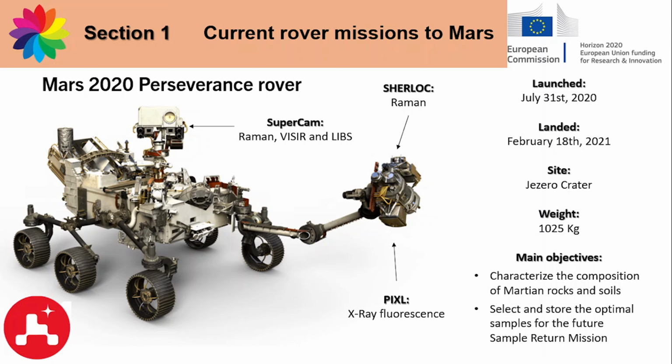So the optimal samples the Perseverance rover is going to collect are the samples where we think we could potentially find traces of organic compounds, and the selection of the samples is driven by the results collected by those analytical instruments. So as you can see, we have an X-ray fluorescence spectrometer, and then we have SHERLOC, which is our UV Raman spectrometer, and SuperCam, which characterizes the rocks of Mars remotely by combining Raman, VISIR, and LIBS analytical methods.